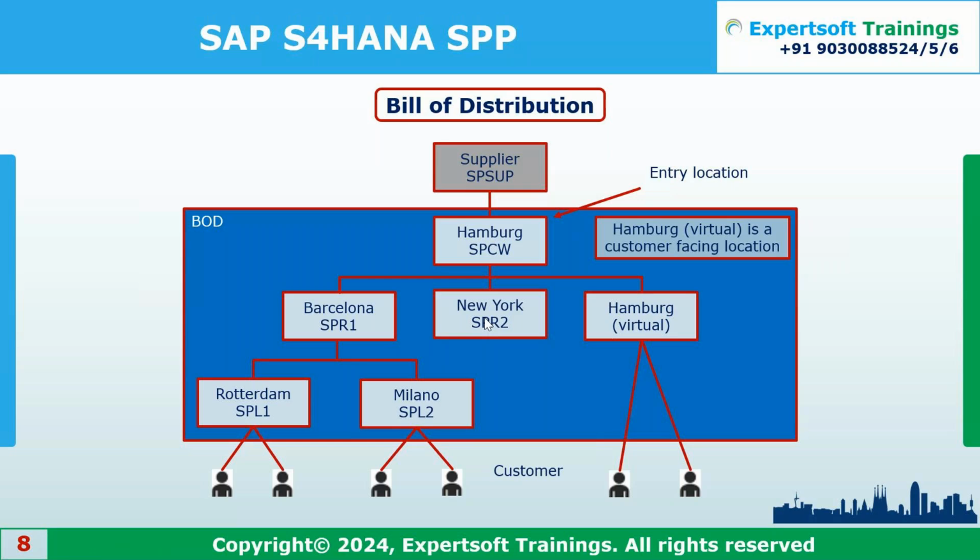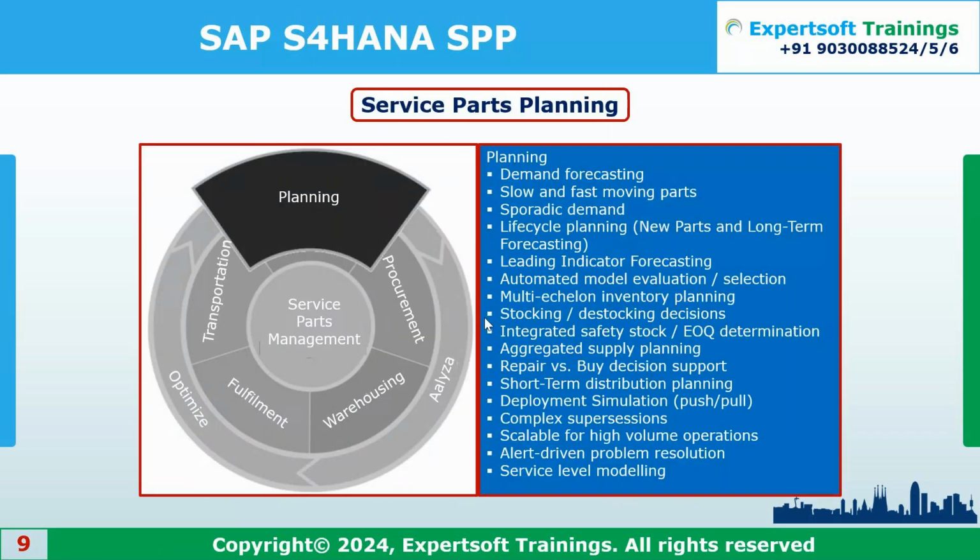So based on some conditions, it's not random, it's some condition table we maintain for this, which helps us make the decision while the stocking and destocking jobs run, and it does the stocking and destocking. And also safety stock and economic order quantity.